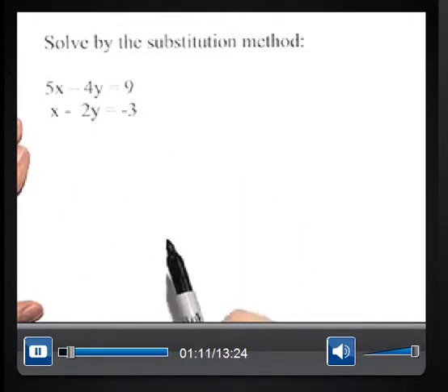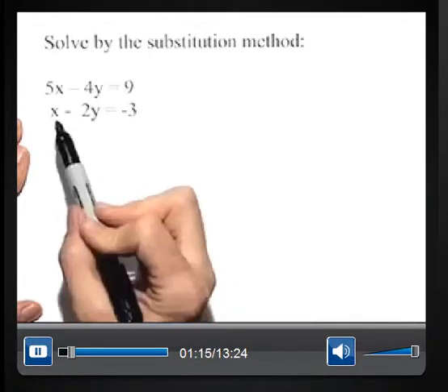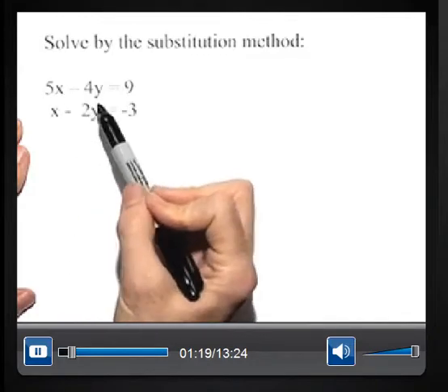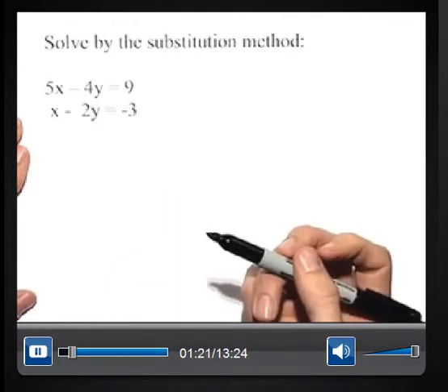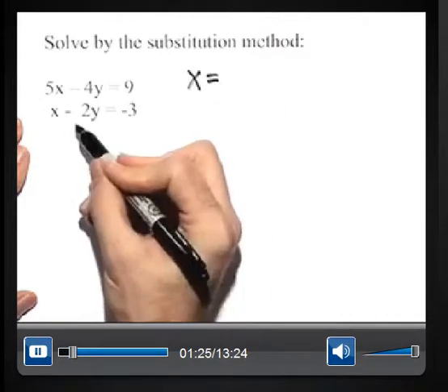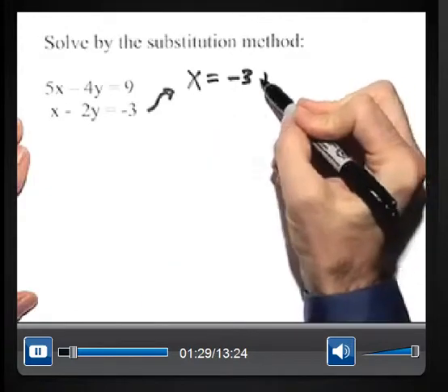For example, in our second equation, it's very easy to solve for x. So let's solve the second equation for x. And again, you could solve either equation for x or y. You just want to do whatever's easiest. So solving for x in the second equation gives us that x would equal negative 3 plus 2y.